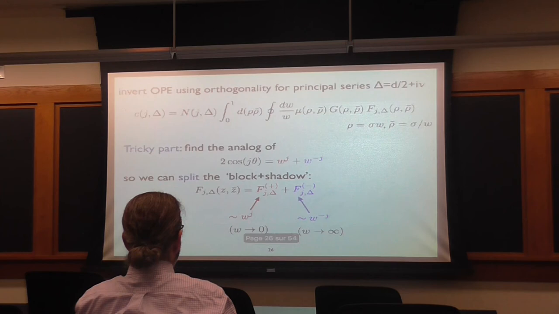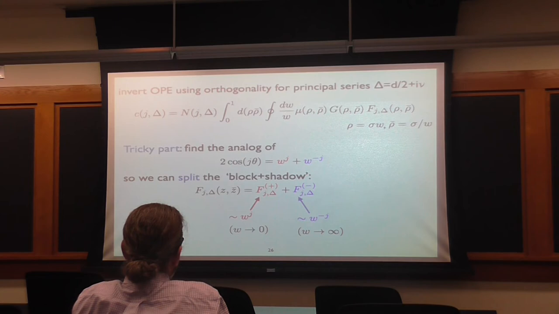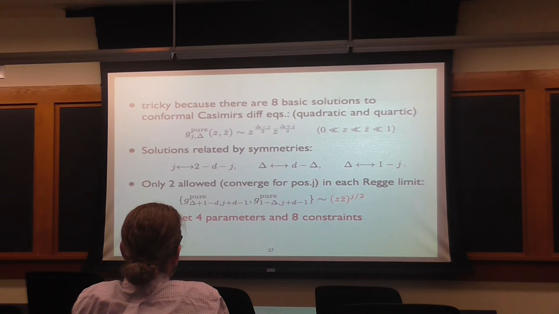The tricky part was the following: in the cosine case, we had to split the cosine into two parts, one which is big outside the disk and small inside, and one which is big inside the disk and small outside. And the tricky part was to split the conformal blocks in this way. That's the calculation that I actually had to do. It was a messy calculation because it turns out that there aren't two natural solutions. It's a function of two variables and there are eight natural solutions. When you try to do these splittings, there are two that are nice in one limit, and two that are nice in the other limit. So you get four parameters, eight constraints. For many months I just sat on this and said, well, it's not going to work. It's over-constrained, so I didn't do anything about it.